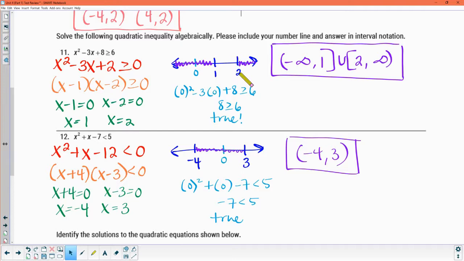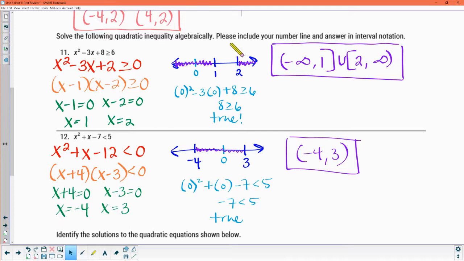If 0 happens to be one of your critical values, pick one. Pick something that's going to be super easy to plug in. So for this one, between 1 and 2, I can use 0 as my test point. I always like to mark it wherever it falls on the number line, and then I plug it into the original inequality. And I get the inequality 8 is greater than or equal to 6, which is a true statement. So I'm going to shade where that 0 value is.